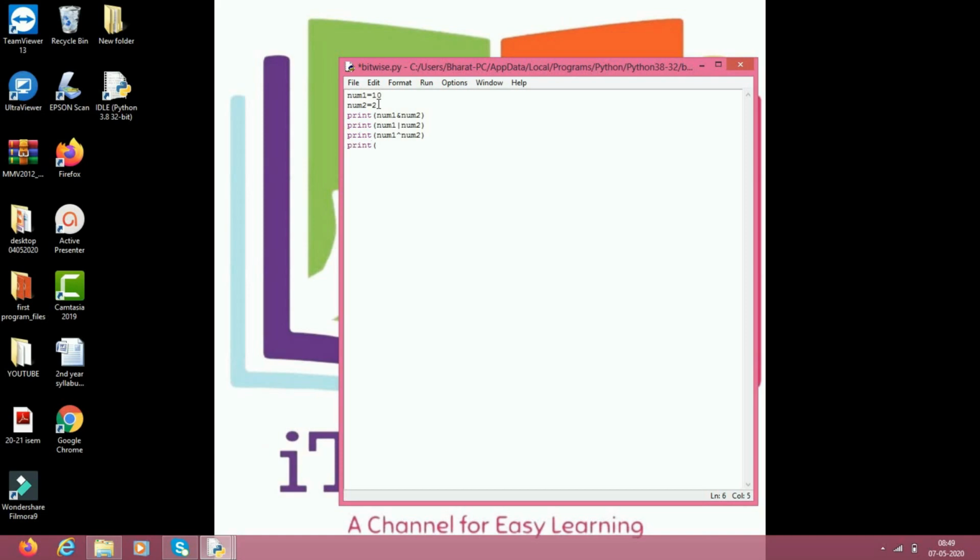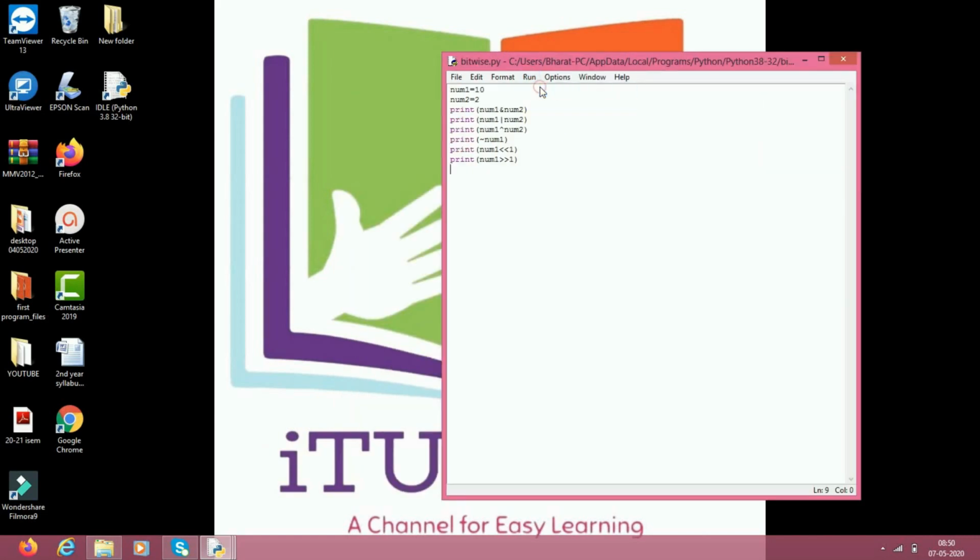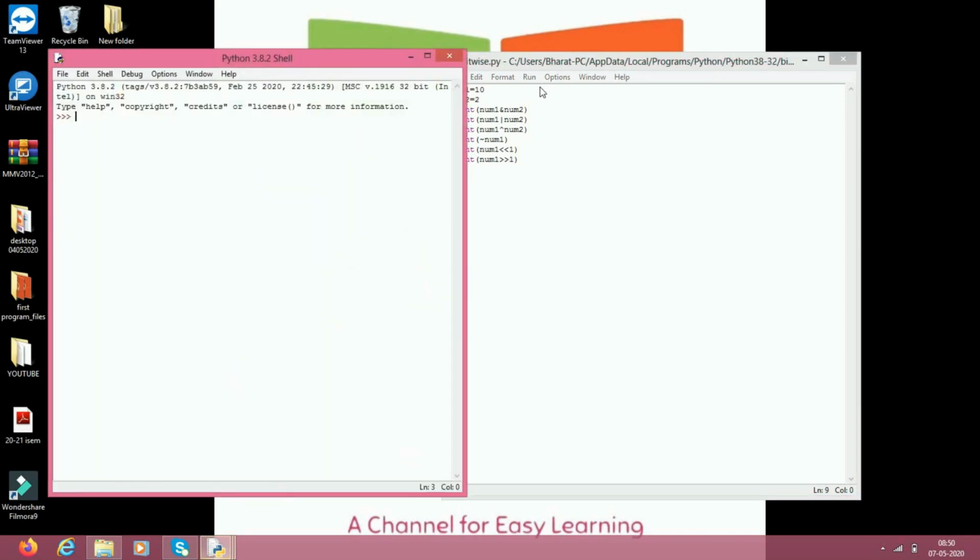Print negation of num1. That means all the zeros are converted into 1, and 1 converts into zeros. Print num1 left shift 1 bit, print num1 right shift 1 bit. Now we can see the result. These are the results.